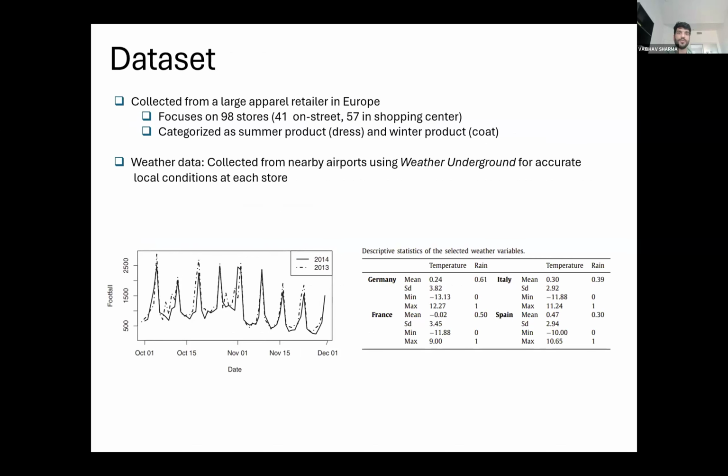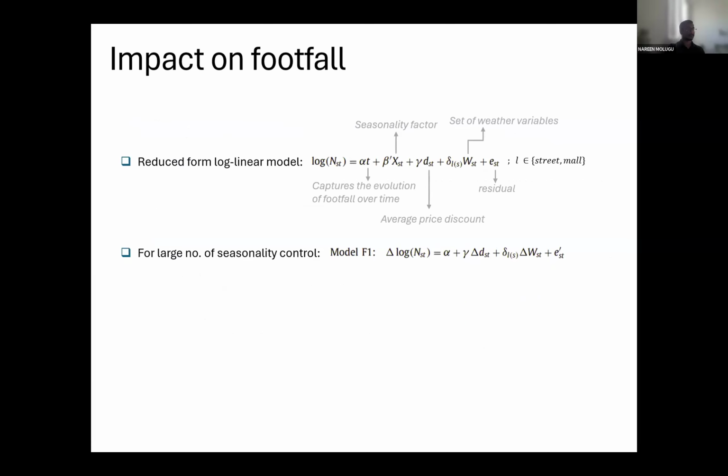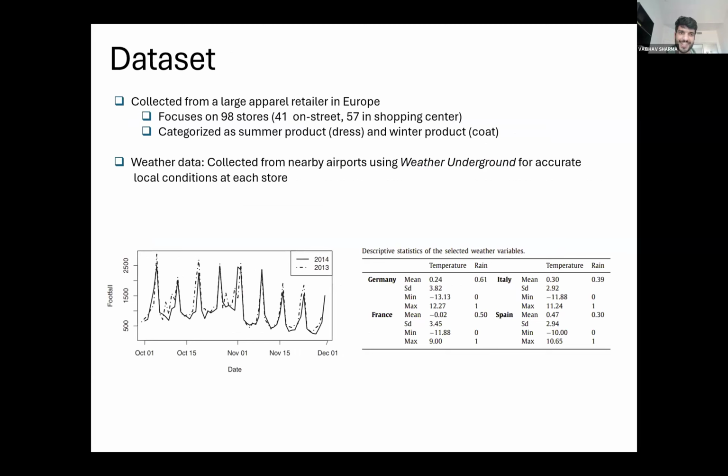Regarding the data set, the authors collected the data from large apparel retailers in Europe, and they focused on 98 stores, out of which 41 were on street and 51 were in shopping centers. Nareen, can you go back to the previous slide? Yeah, and the weather data is collected.